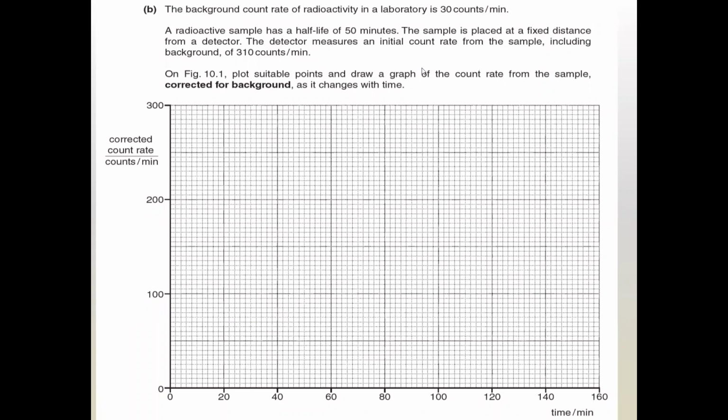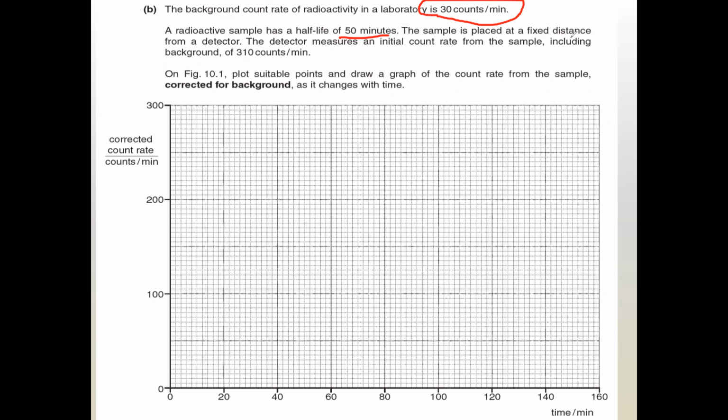The background count rate of a radioactive source is 30. So background counts here in the question are given as 30, meaning radiation from the surroundings is 30. A radioactive sample has a half-life of 50 minutes, meaning after every 50 minutes it becomes half of its original value.